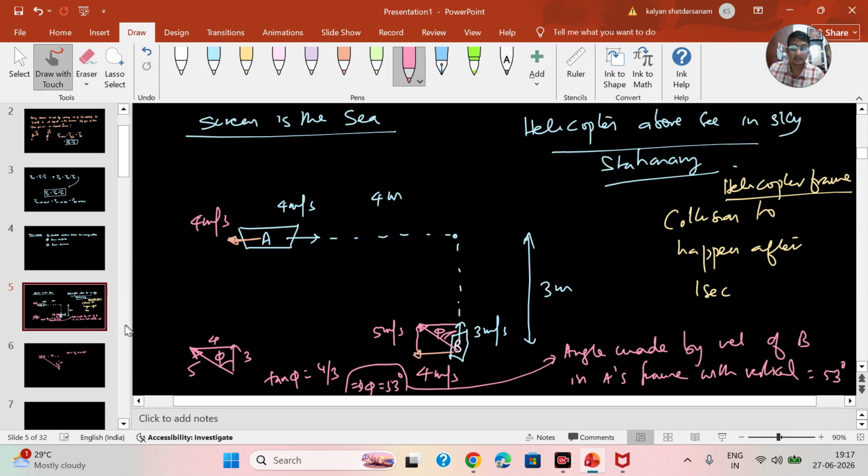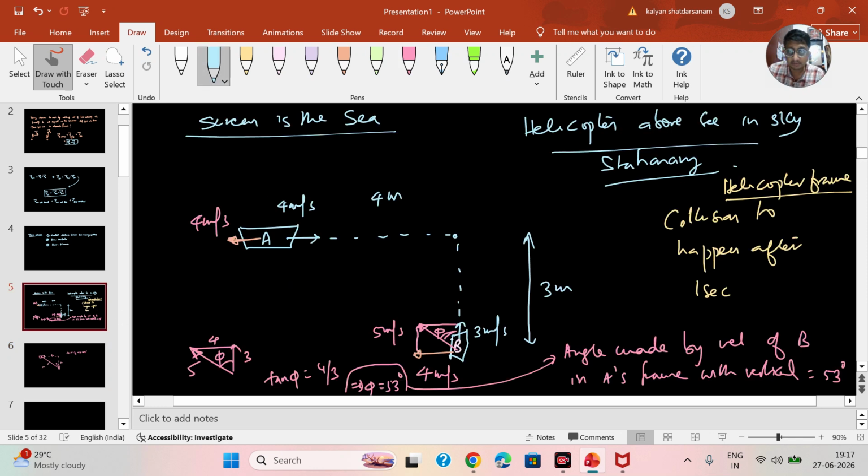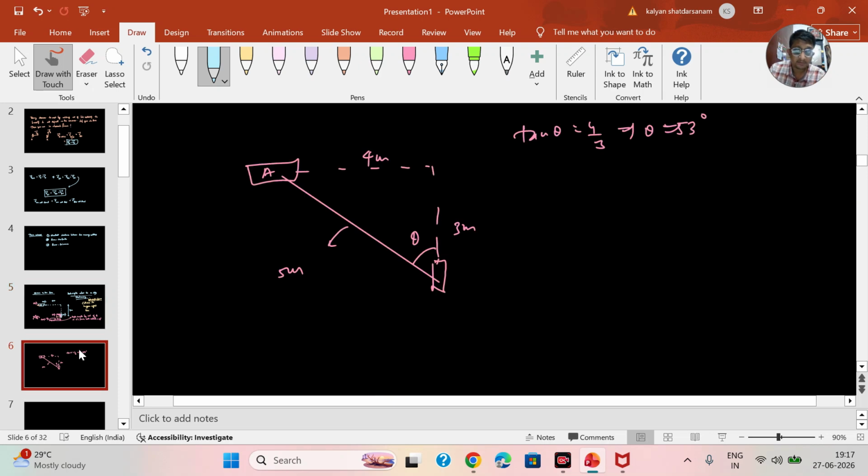Please note, previously I found the angle between total velocity and vertical, the direction in which B is moving in A's frame. And now I am finding the line joining A and B, what angle it is making with vertical. If you see, this distance is also 5 meters. The velocity of B was making 53 degrees with vertical in A's frame, and the line joining is also making 53. So can I say velocity is along this line? Yes, the velocity of B with respect to A is along that line. So B will go like that and collide with A.